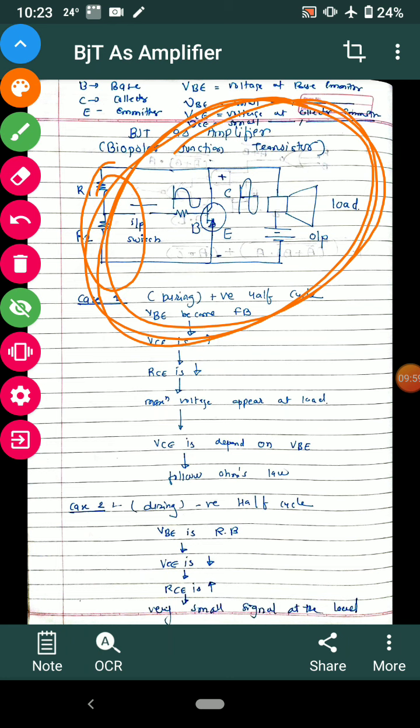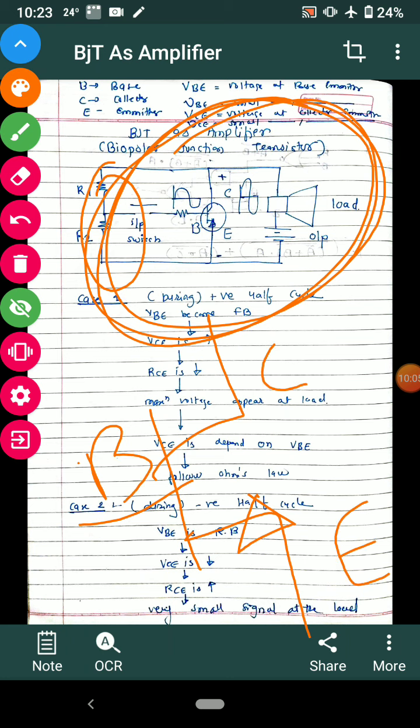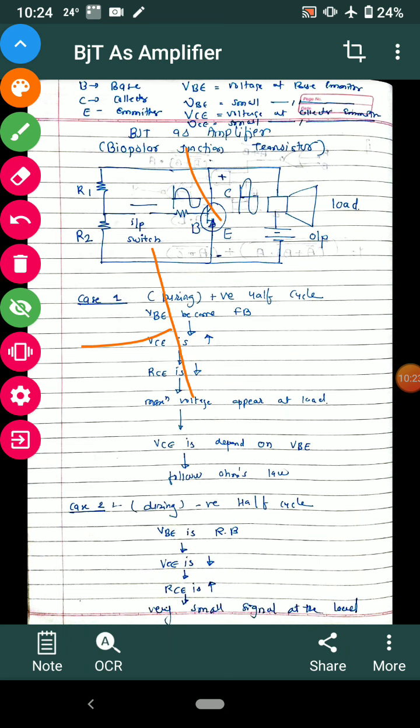So in a transistor there are three terminals: base, collector, emitter. You can identify collector and emitter, just remember BCE. This is very important information. Okay, so in a transistor, suppose this terminal is in outgoing state, and this terminal is in outgoing state.